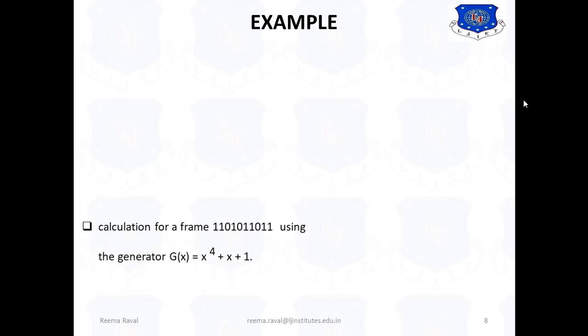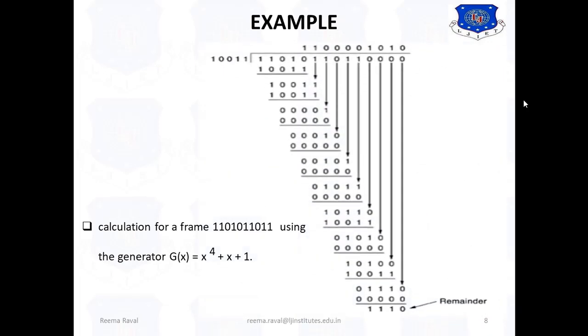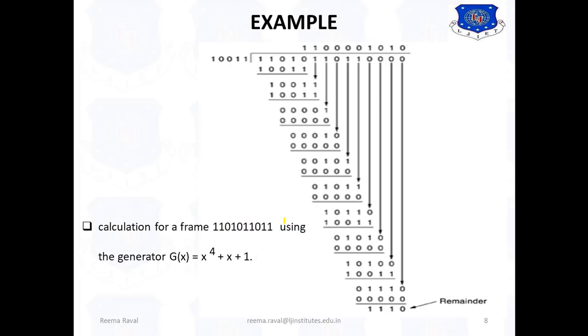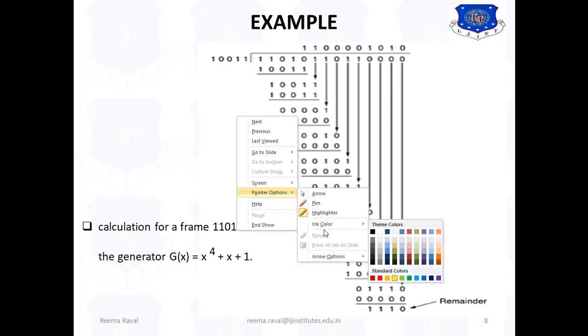Here you are asked to calculate a frame using the given generator polynomial. Okay. So this is the procedure. Now what you need to do is, first of all, make the given frame sequence by appending the generator polynomial power.